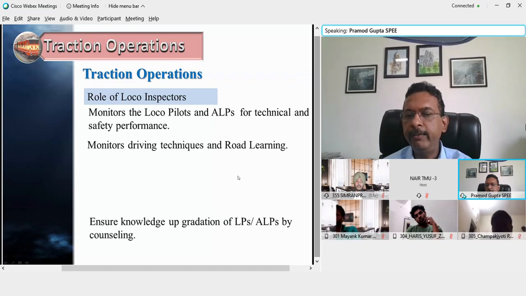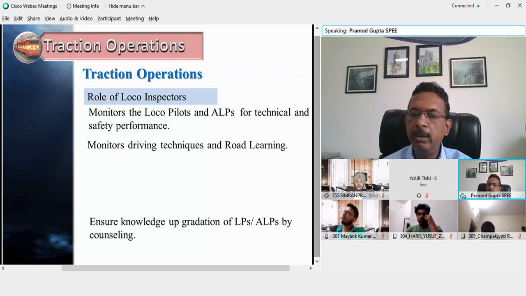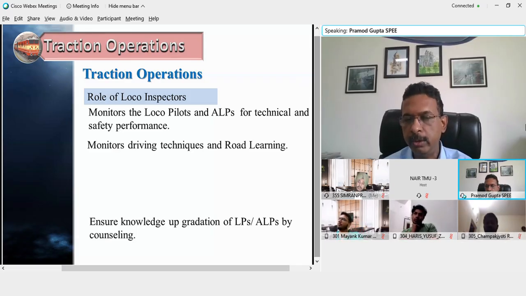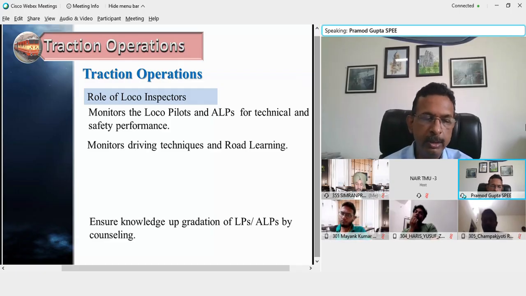The monitoring of driving techniques and load running are important criteria. The driving skills of two loco pilots are not identical. Some of them don't use the brake at regular intervals to control the train, whereas there are some loco pilots who are used to using the brakes to control the speed of the train.